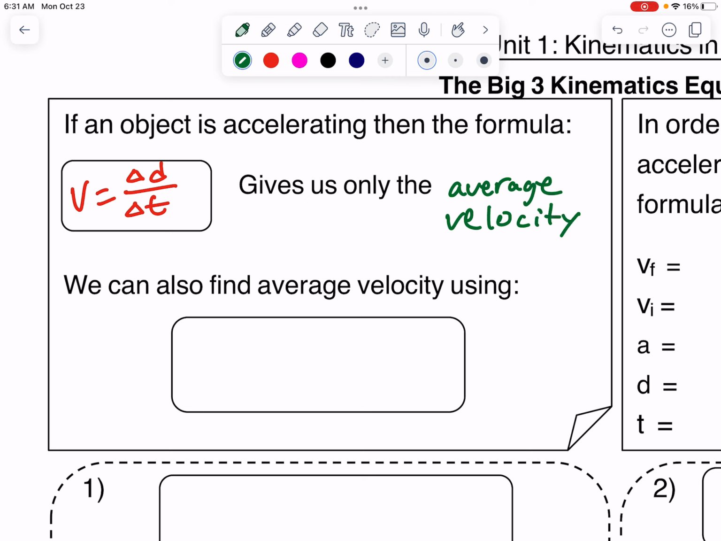All right, so this is really useful if it's an object that's moving with constant velocity, like our constant velocity buggies, or a person walking, or just figuring out, right, like a plane speed from point A to point B.